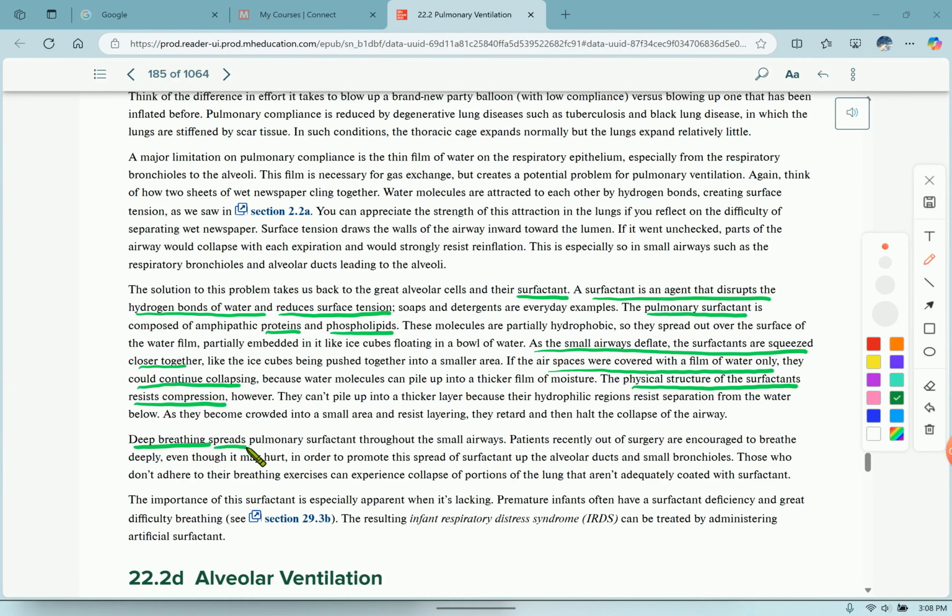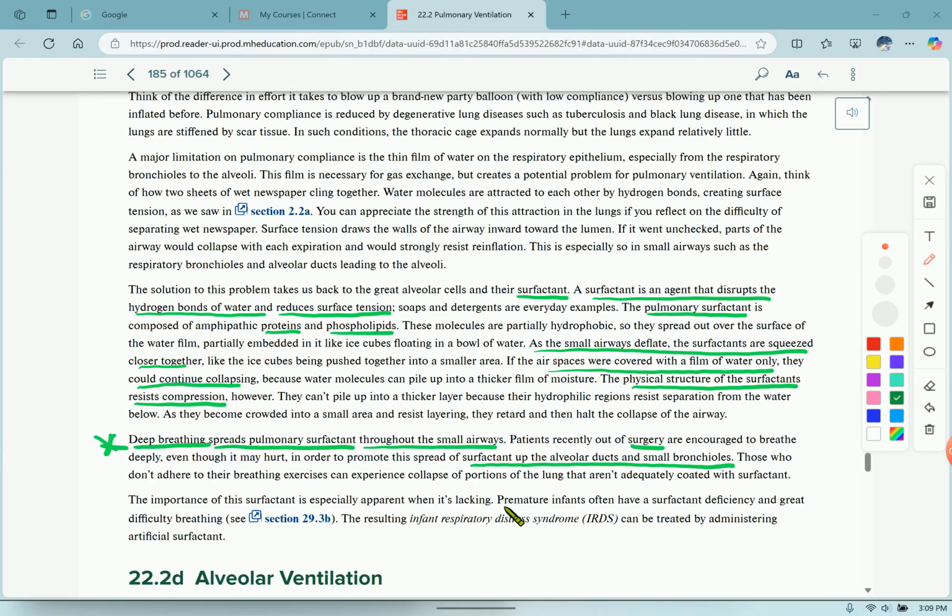Deep breathing spreads the pulmonary surfactant, so this is important. Deep breathing spreads the pulmonary surfactant throughout the small airways. So this is good whether you are in surgery or recovery or not. If you're healthy, deep breathing is so good for the lungs and good for the body, good for gas exchange, good for the surfactant, good for relaxing and calming. And all those things apply to people post-op, to get that surfactant to spread up the alveolar ducts and into the small bronchioles.